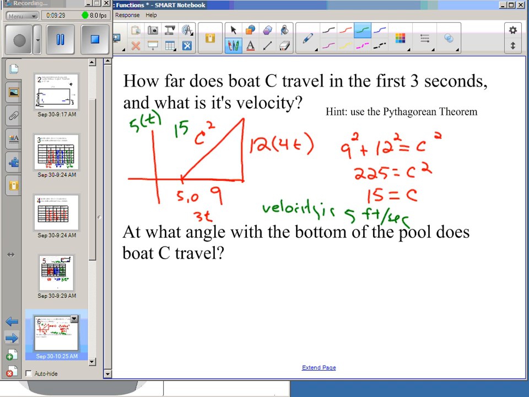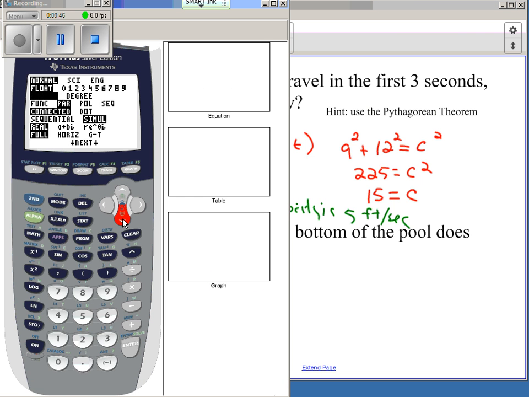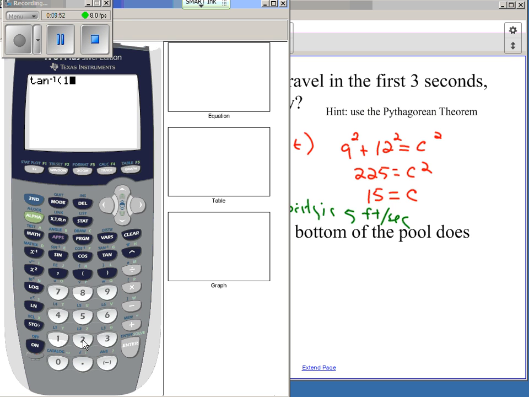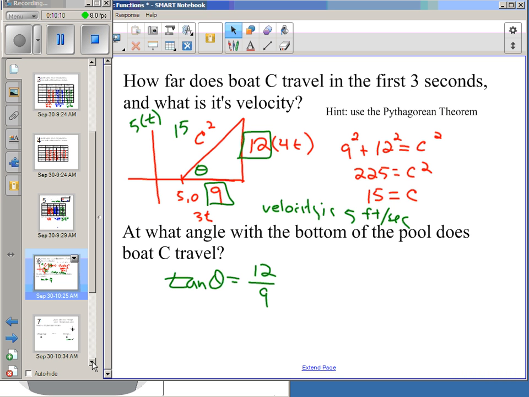Now we can also ask at what angle with the bottom of the pool does boat C travel? So I want to know that angle right there. Using my sides, I know that tangent of theta is 12 over 9. If I am in degree mode, not radian mode, I can get that angle. So let's do inverse tangent 12 over 9. And it's traveling at an angle of 53.13 degrees. Now I'm going to take that angle and store it in alpha A. I like to store things. I think I'm going to use that later because I have one more question to ask about this.